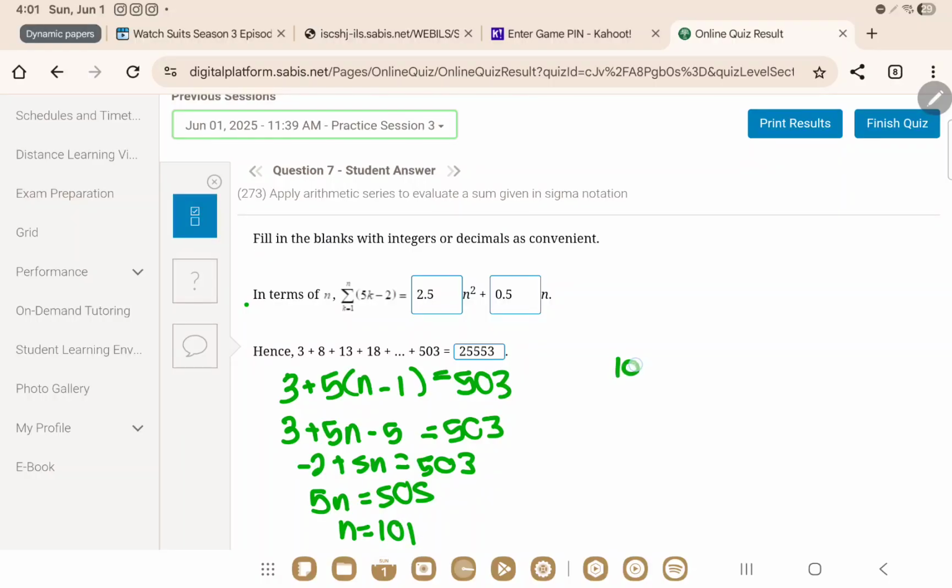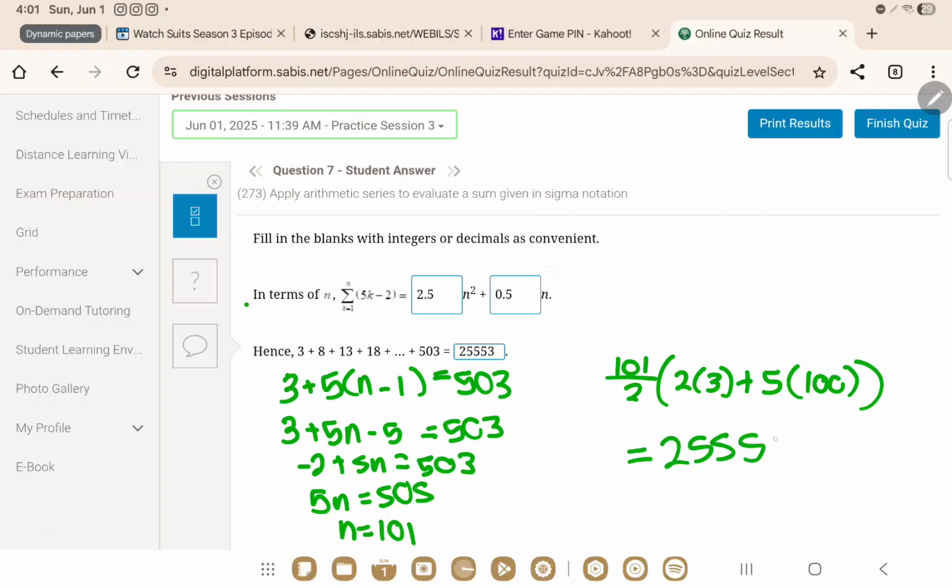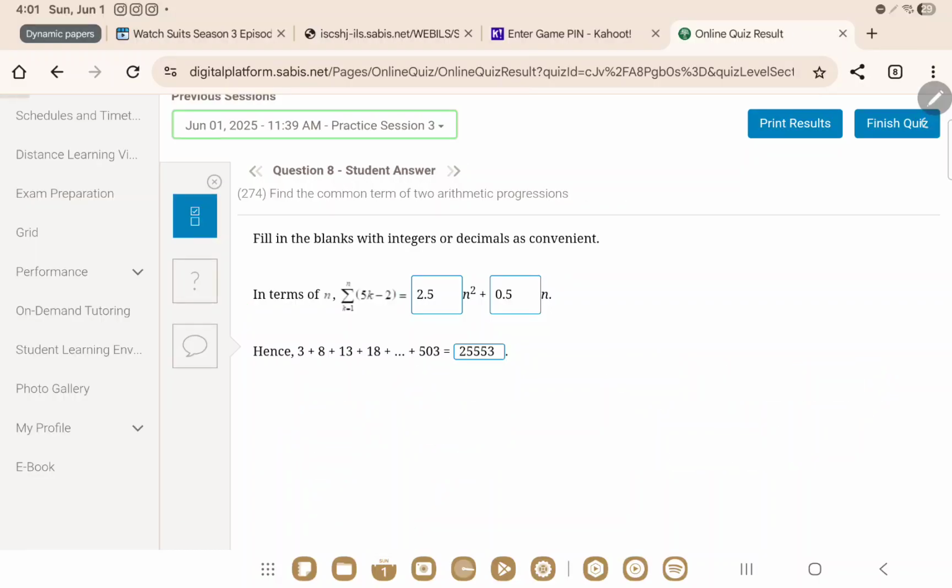Then we put this 101 over 2 into 2 times 3 plus the difference being 5 into 100, because it's n minus 1. So when you put that all in your calculator, you'd be getting 25553. Now moving on to the next question.